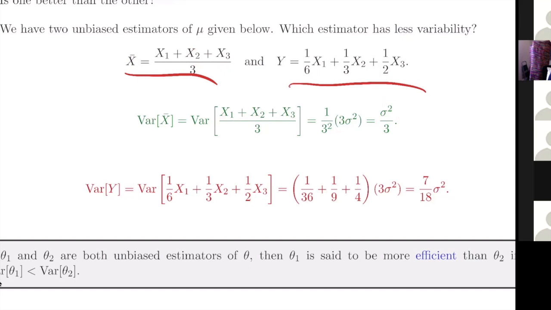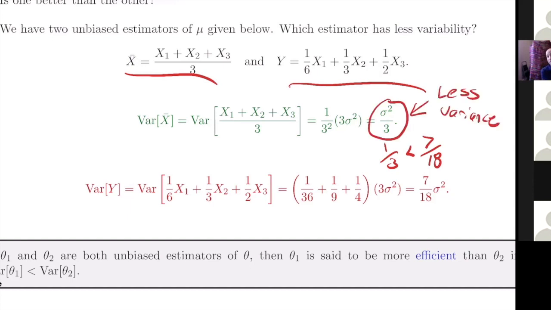And if we do the same calculation for this one, now we pull out each of these constants and we get 1/36 and 1/9 and 1/4, and we get a slightly different variance. And since 1/3 is less than 7/18, this one over here has less variance. Less variance, so we would say that it is more efficient.